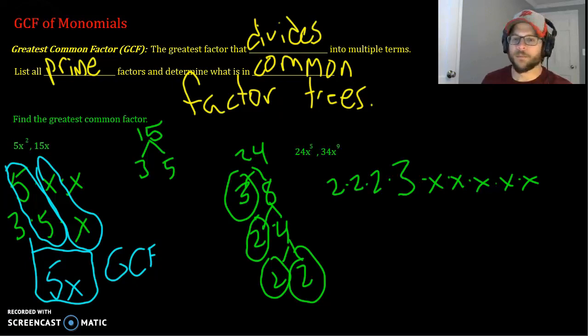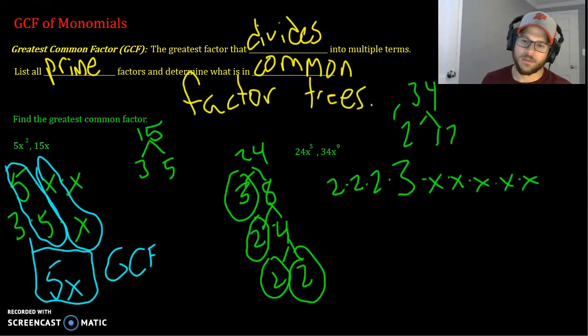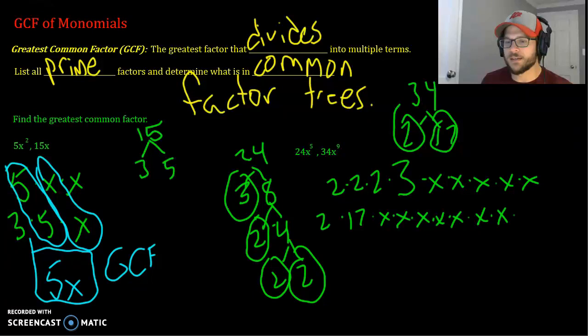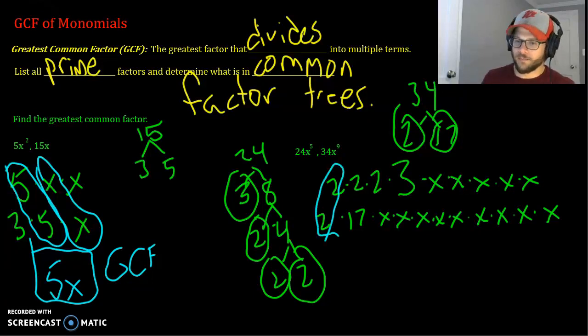Now in 34, our common factors are 2 and 17. Both of those are prime, so we're going to go ahead and stop right there. 2 times 17. And then there are 9 x's. 1, 2, 3, 4, 5, 6, 7, 8, and 9. All right, so now looking at what is in common between your 24x to the 5th and 34x to the 9th. Well, we've got a 2 here, and then we have a bunch of x's that are in common.